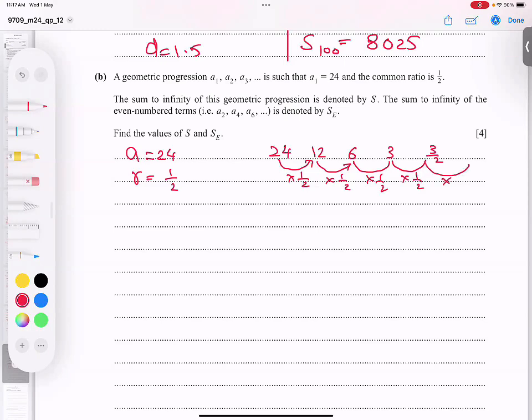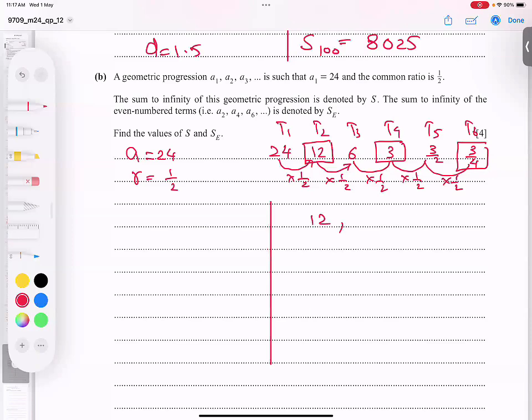Again, multiply by half, I get 3/4. That is enough, I think, students. This is called term 1, this is term 2, term 3, term 4, term 5, term 6. Now I take the even-numbered terms. So the even numbers I'm writing here: the first term is 12, then 3, then 3/4, and so on.